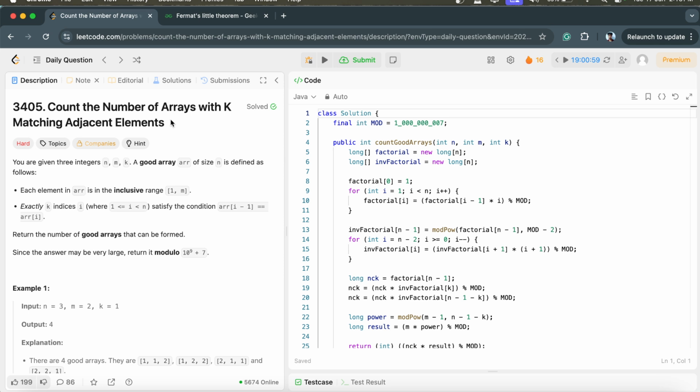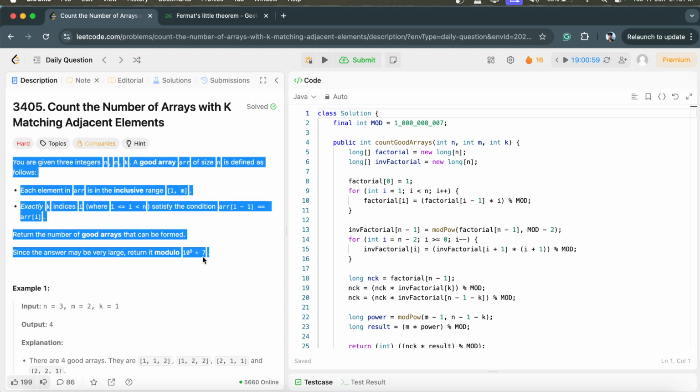So let us try to look into this same problem again for the third time, because I already wasted a lot of time explaining this particular solution. So yes, let us directly jump into the problem statement that we have been given.